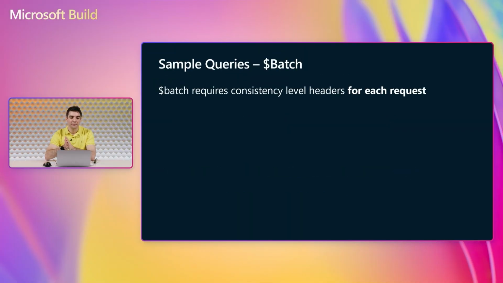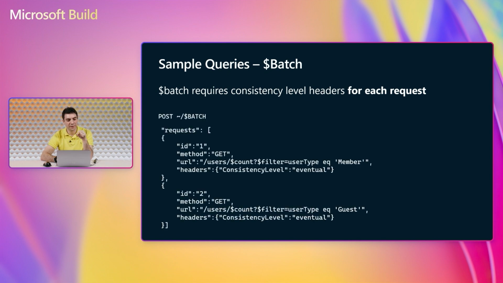Batching. Batching is very important because it can save round-trip latencies, and is a good optimization if you need to send a bunch of queries at once. The trick to use batch with advanced query is to add the eventual consistency header in the request body. So you don't have to add it into the HTTP POST request because it doesn't really make sense, but you need to add it to each of the individual requests in the body.